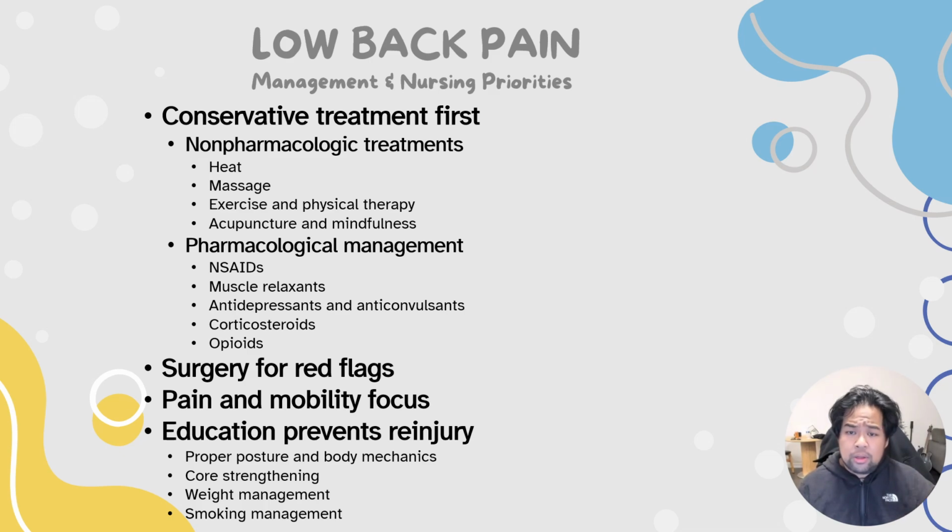We're going to monitor their mobility and their neurological status, as well as constipation. If they're given opioids, constipation is a big risk, as well as respiratory depression, but those are things that we're going to monitor for. And if they do have surgery, we want to make sure that their surgical sites are clean, that they don't have any sort of infection.